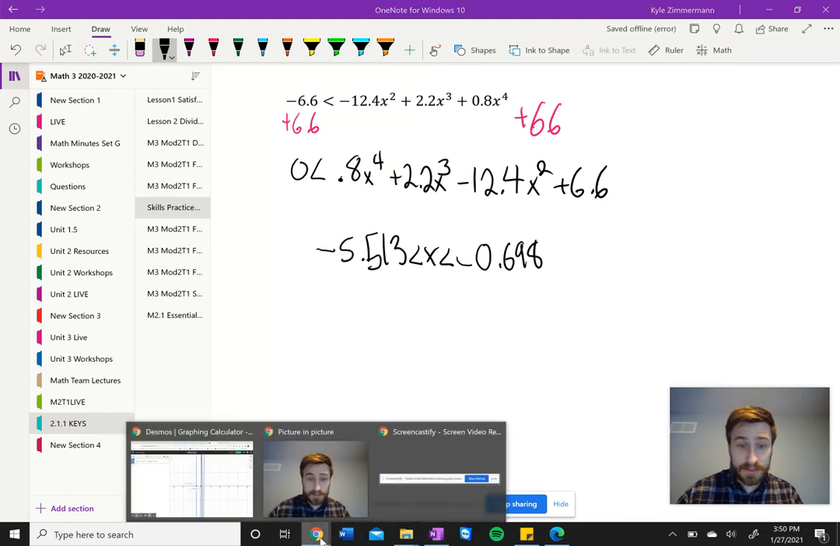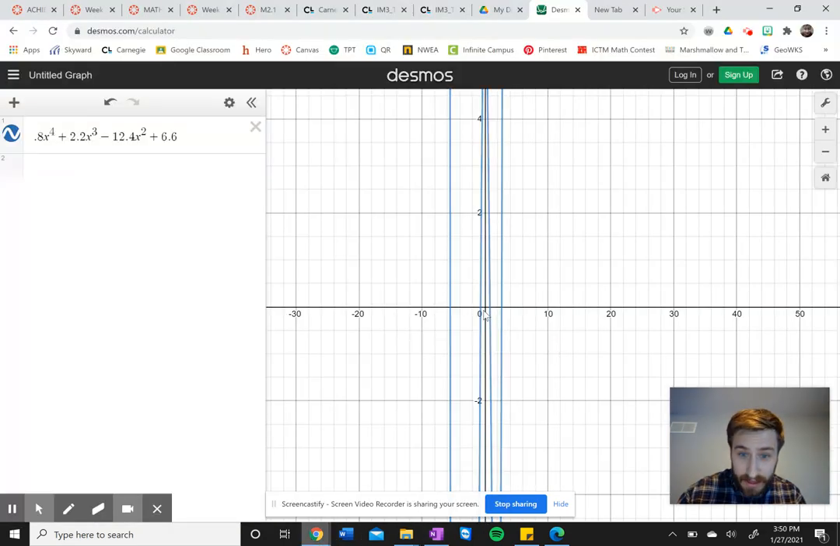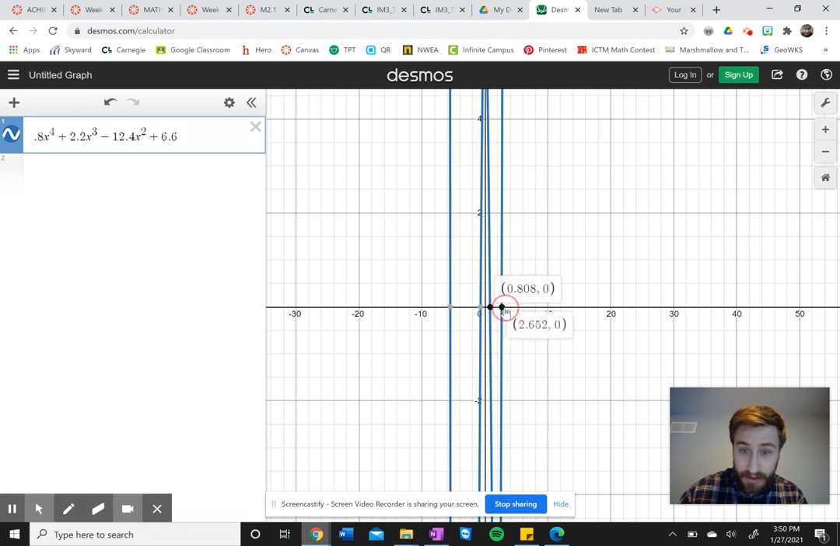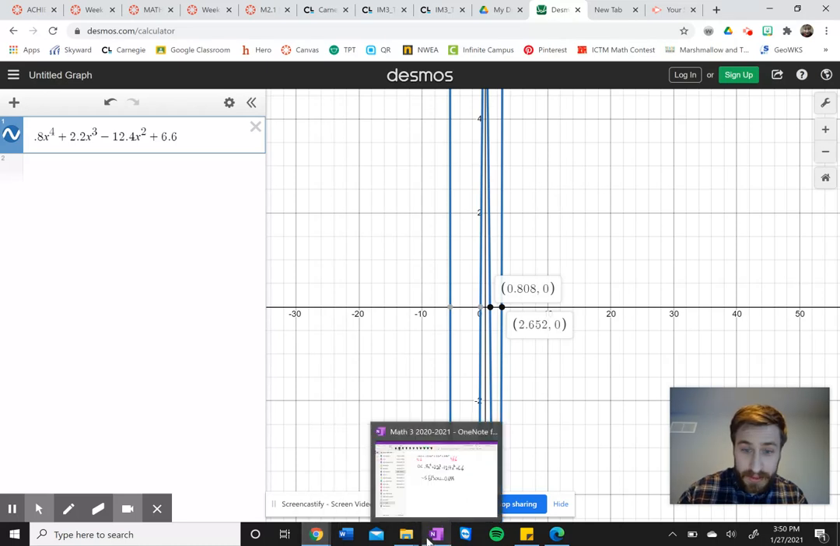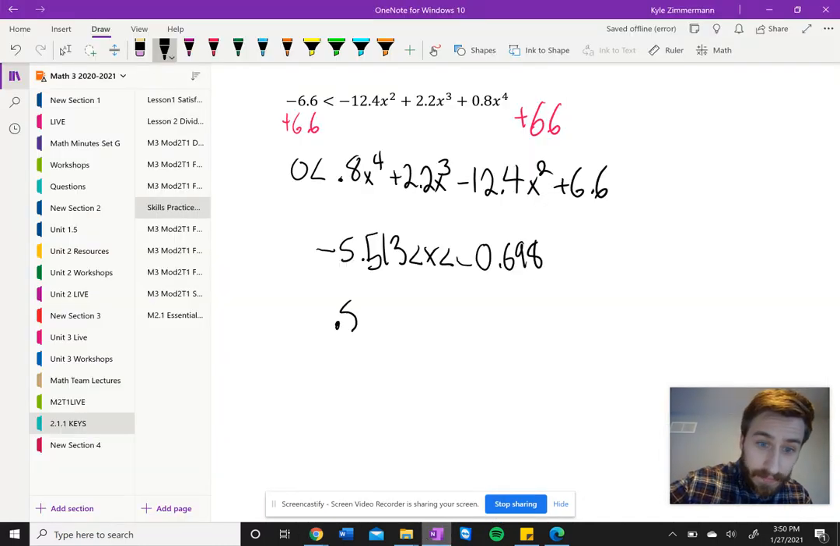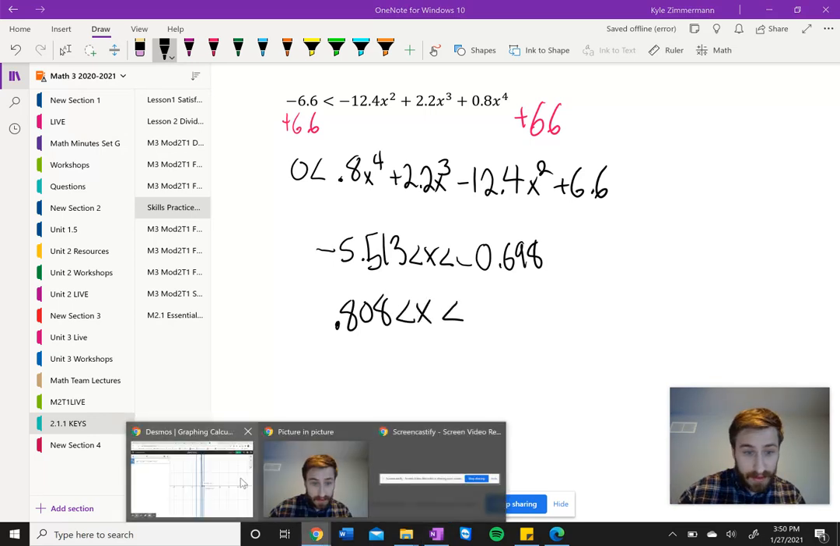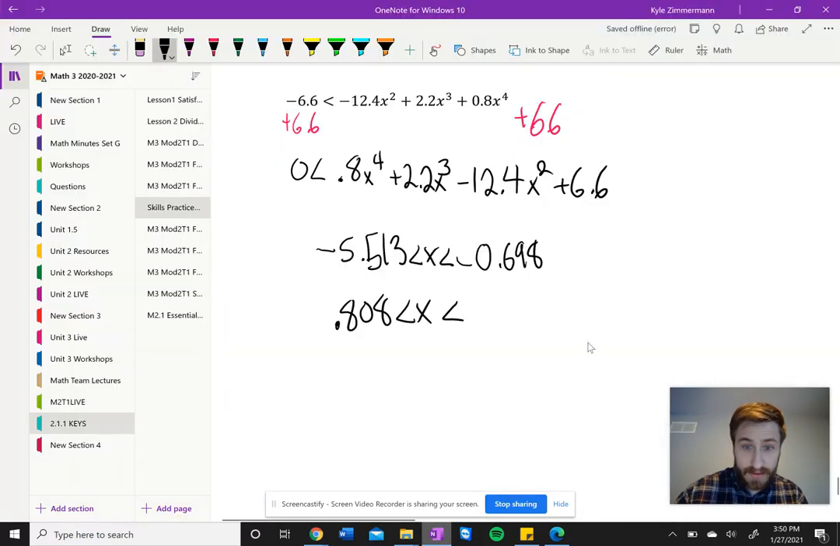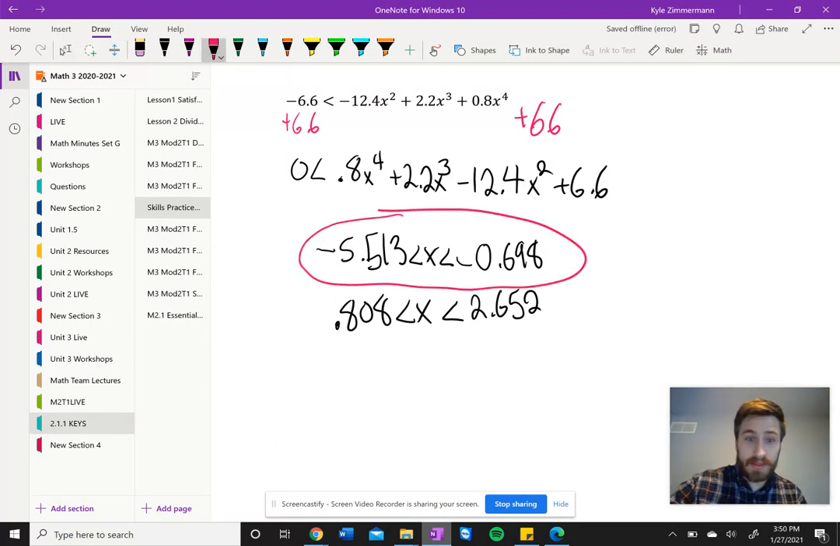However, that's not the only solution. Looking at it, it's going to go above the x-axis and then come back down. And my second solution set is going to be between 0.808 and 2.652. x is between 0.808 and 2.652. Notice how it's an inequality. My answer can be between these or be between these.